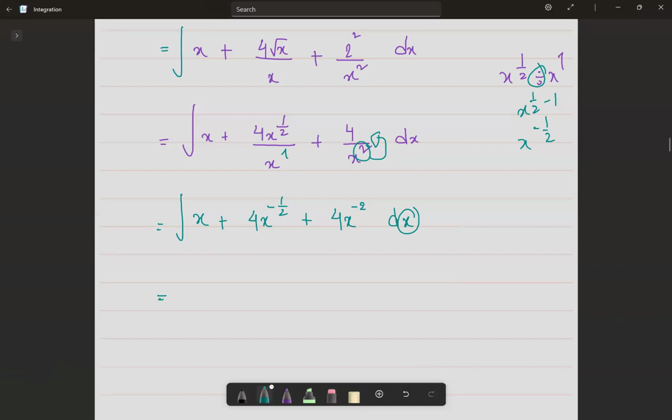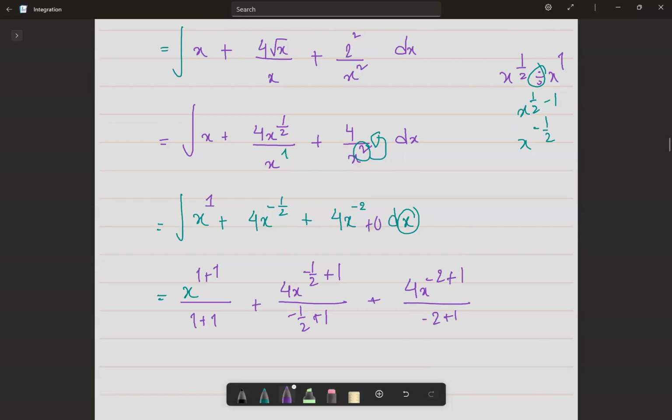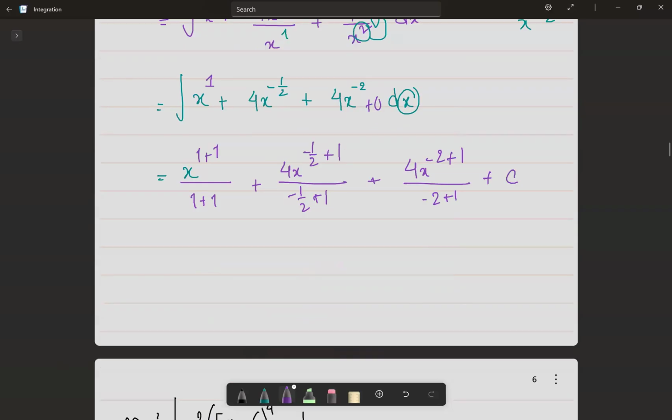So for this one, we will have x to the power of, if you have nothing in here, then it means the power is 1. So 1 plus 1 divided by the new power, then plus 4x to the power of minus half was already in there. So you add plus 1, then you have minus half plus 1. And in here you will get 4x to the power of minus 2 previously was given, so plus 1 divided by the new power. And lastly, because of a constant that we consider plus 0 to be in here, we will get a c.